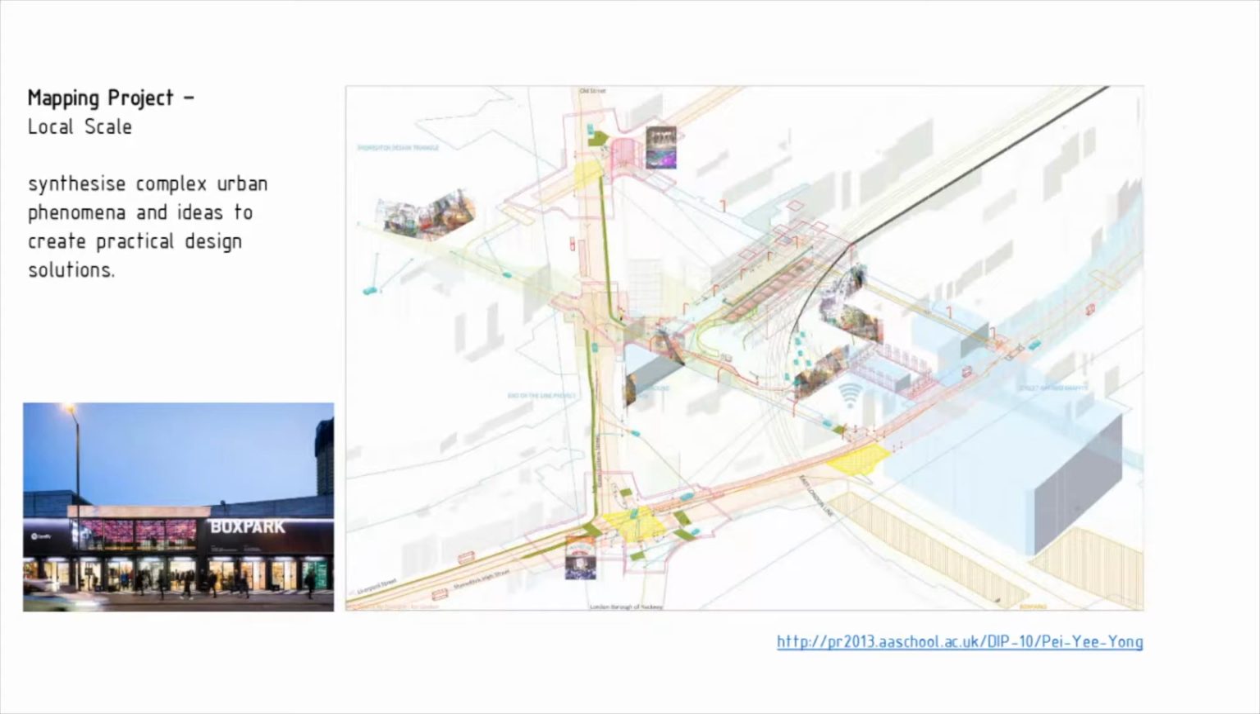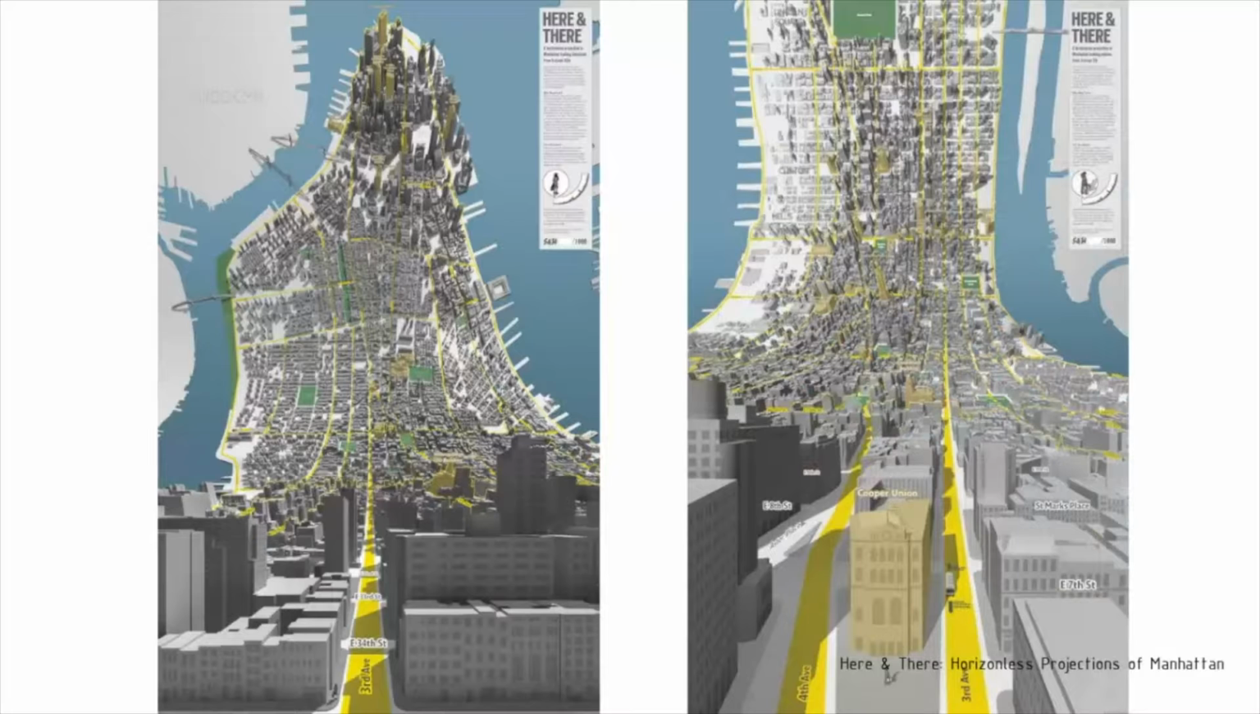And this is also a creative representation. It's actually an art project called Here and There, Bending Manhattan. So this map is bending Manhattan, New York into this horizontal roller coaster loop topography. And it's a little bit like the movie Inception.